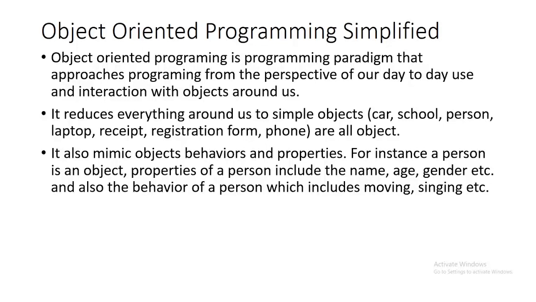For instance, a person is an object, and a person object has properties called name, age, gender, and so forth. And also, a person has behaviors like moving, singing and dancing. These are behaviors of a person.